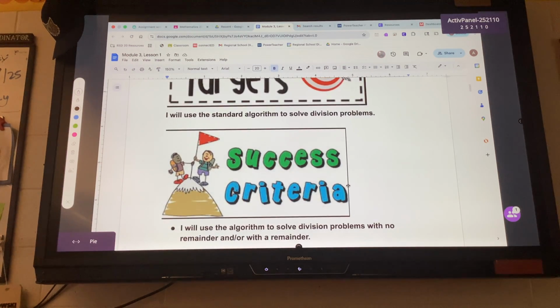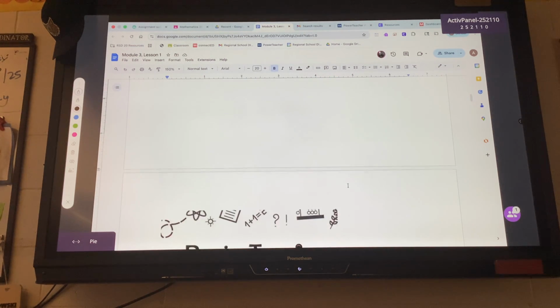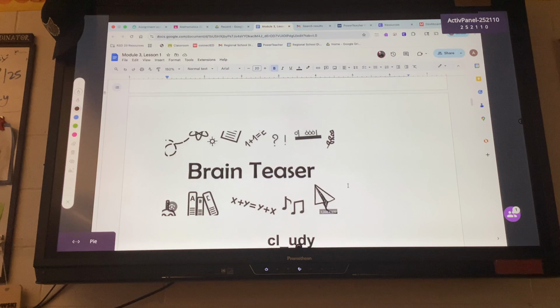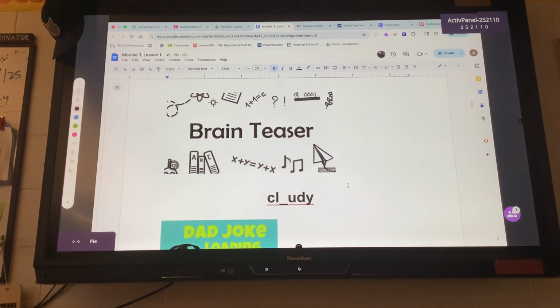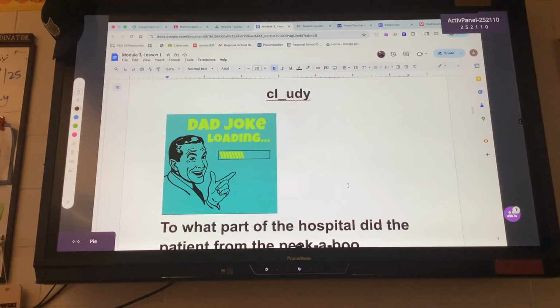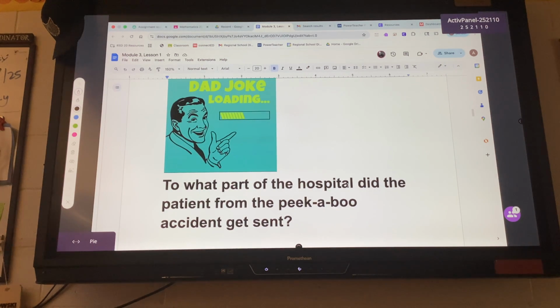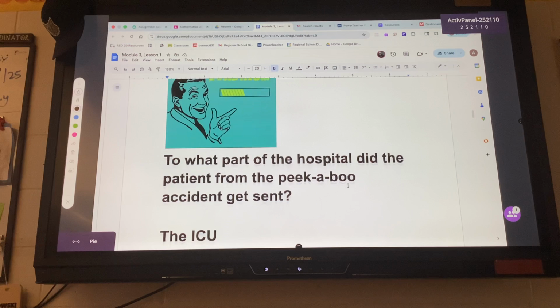The brain teaser today is partly cloudy. Partly cloudy. That's the brain teaser today. The dad joke: to what part of the hospital did the patient from the peekaboo accident get sent? Uh-oh, peekaboo accidents, they happen. Especially when you're young. That patient got sent to the ICU.